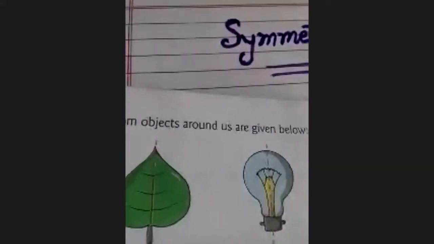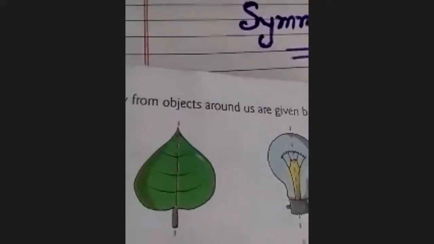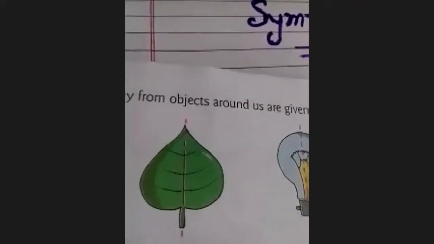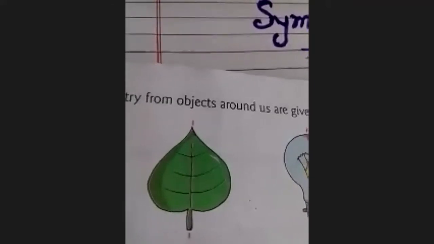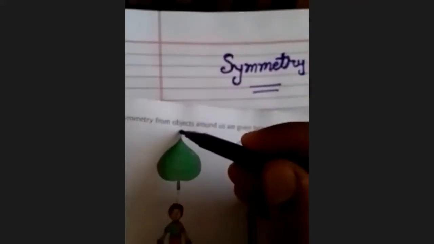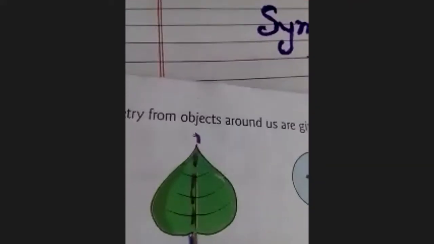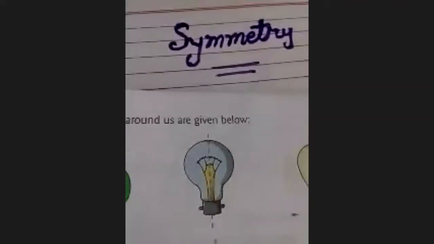Next is, we can divide this leaf into two equal parts by giving a cut at center. So this is the line of symmetry. Clear, friends?